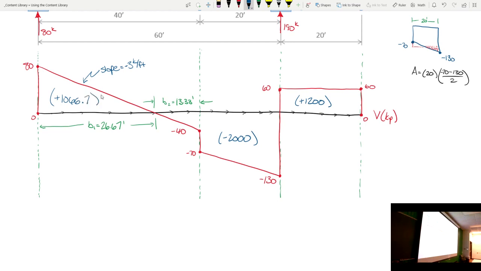That's probably close enough. One thing I'll tell you with shear and moment diagrams, depending upon your rounding, they're supposed to start at 0 and end at 0. If they start at 0 and end at like 0.1, that doesn't matter. Don't worry about it. That's fine.